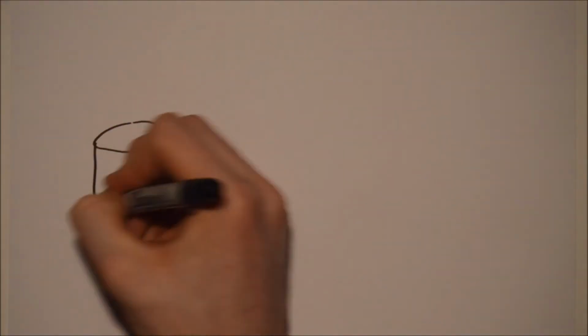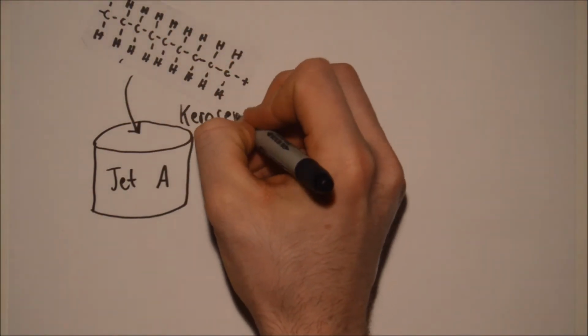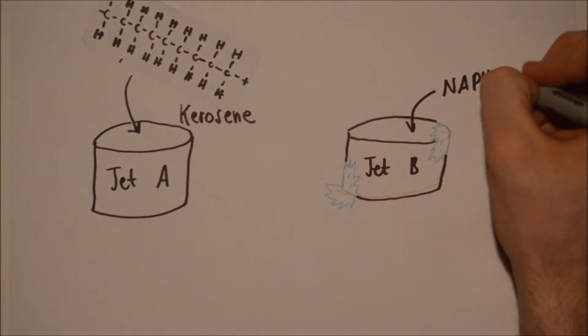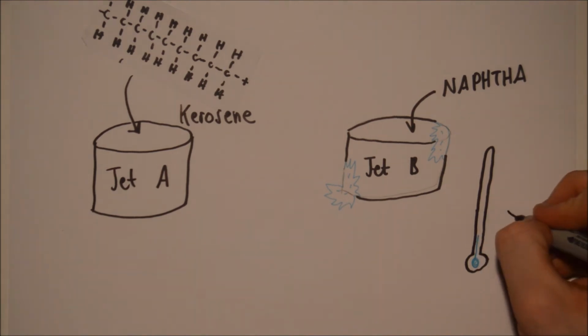But of course, none of this would matter if we didn't have something to burn. Aviation fuel is formed primarily from kerosene and is known as jet fuel A. Naphtha, known as jet fuel B, is another variant, but is usually reserved only for very cold climates due to its low freezing and flash points.